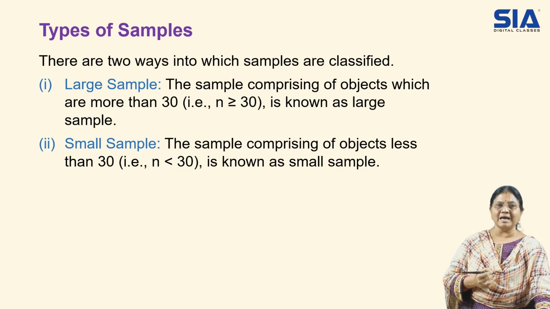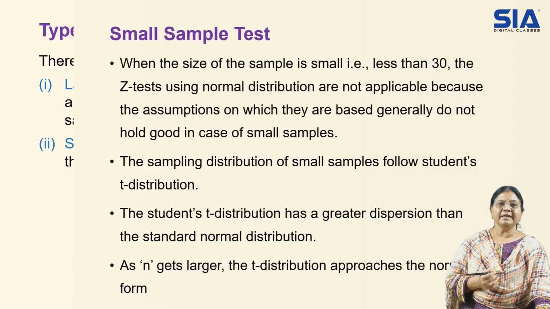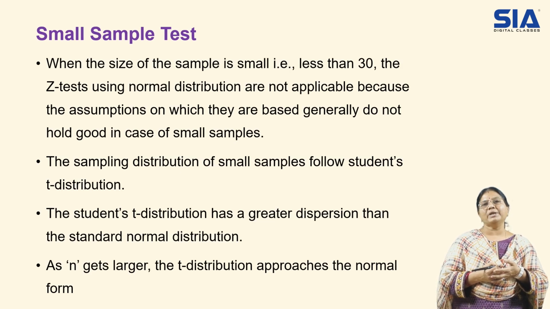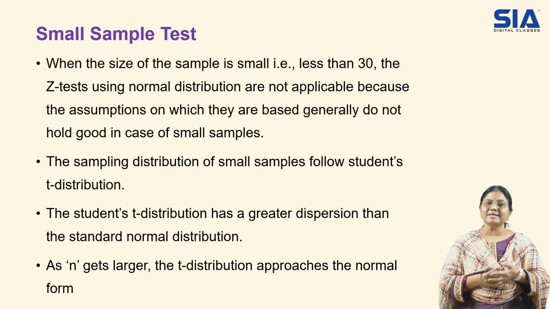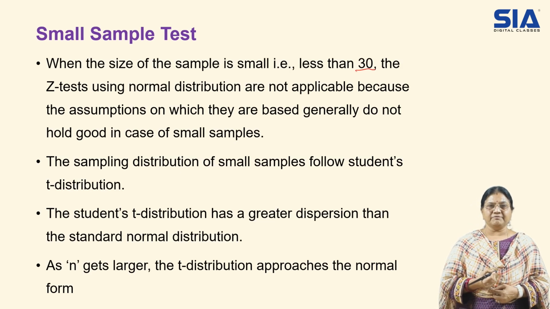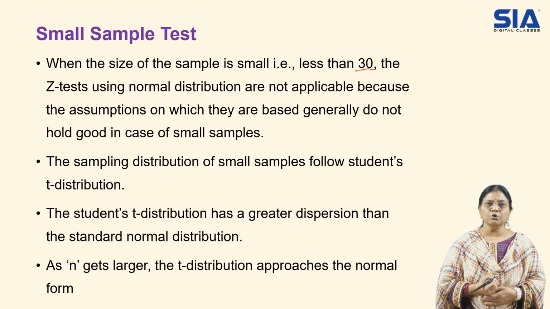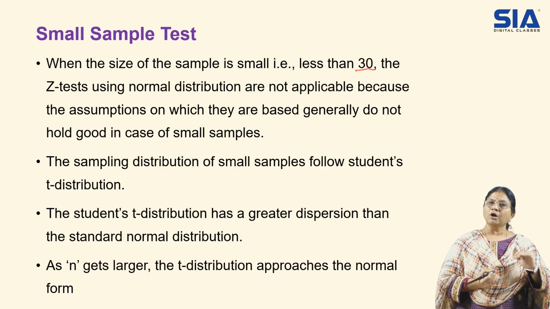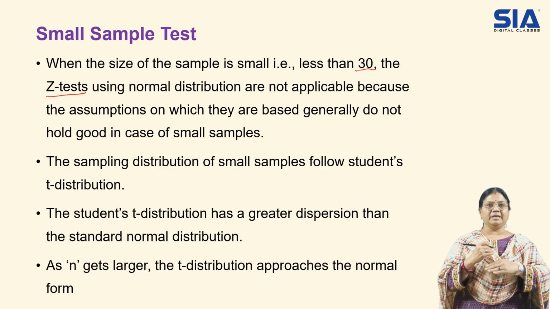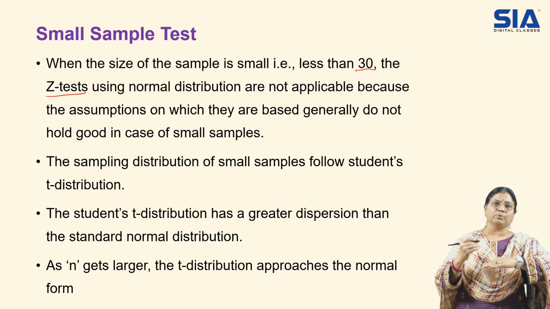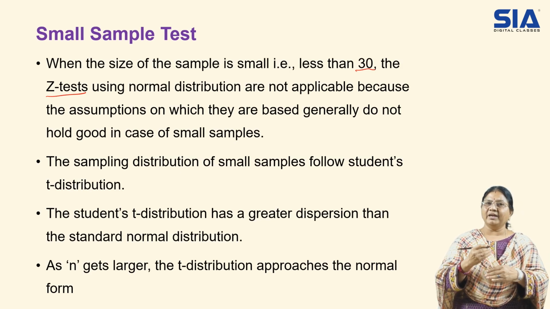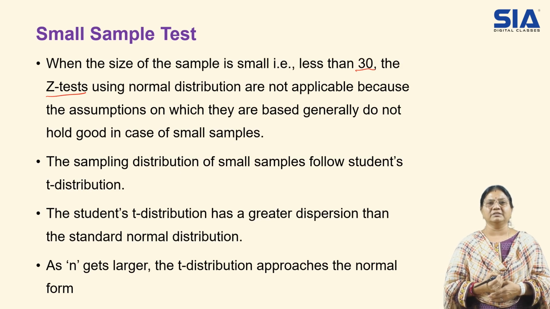So when it is a small sample, we use t-test. It is also known as the small sample test and student t-test. When the size of the sample is small, that is less than 30, we use t-test. The z-test uses the normal distribution. When it is 30 or above, we use z-test. When it is less than 30, we go for the t-test.